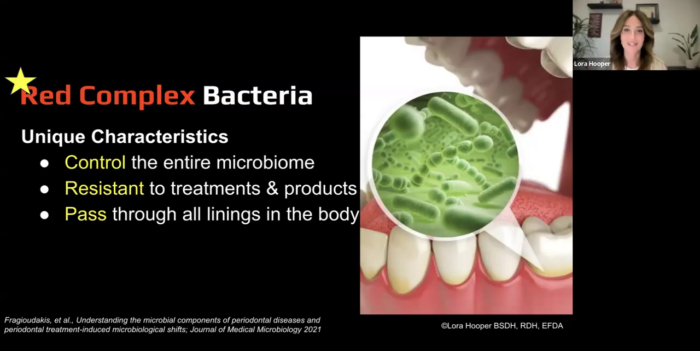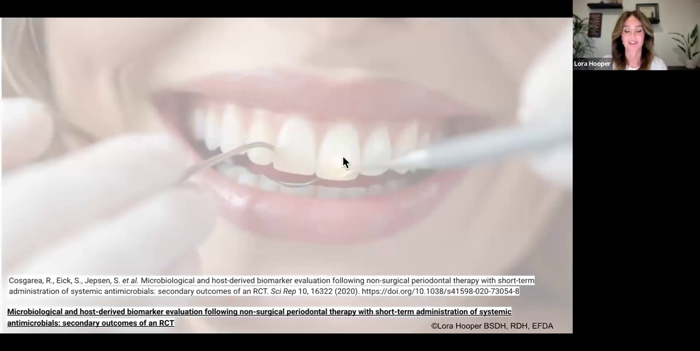Secondly, the red complex, those are the 0.1%. The PG, the TF, the TD, these guys are resistant to many treatments and products. So we need to know if they're there. And then third, this is mainly why oral is systemic. These guys specifically can cross any lining in the body. So it's important that we know if these red complex bacteria are there or not.